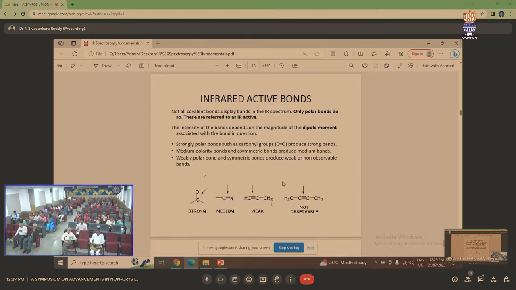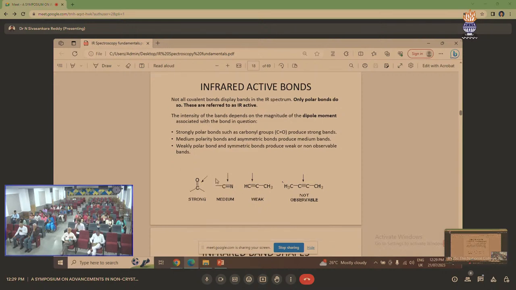It is because the molecule should exhibit a dipole moment. If a molecule exhibits a dipole moment, then that bond can be observed in infrared spectroscopy. If a molecule does not exhibit a dipole moment, then it cannot be detected, because that is the fundamental aspect of infrared spectroscopy. If a molecule exhibits a strong dipole moment, the intensity of that particular bond is going to be very high. If it is a medium dipole moment, the intensity is going to be medium. And if a molecule is characterized by a weak dipole moment, the intensity is going to be weak in absorption spectroscopy.